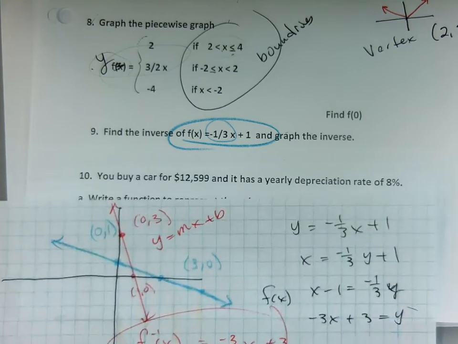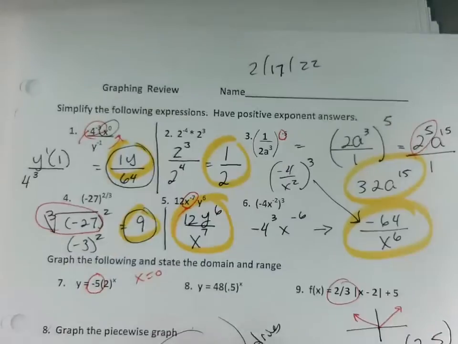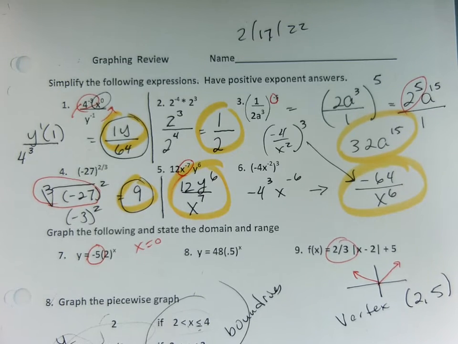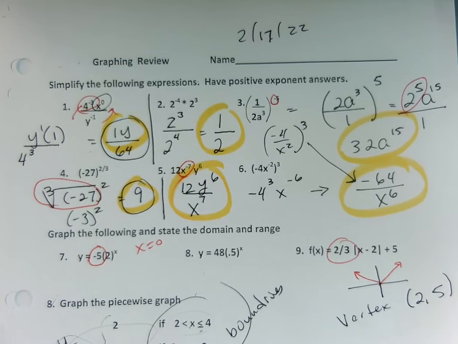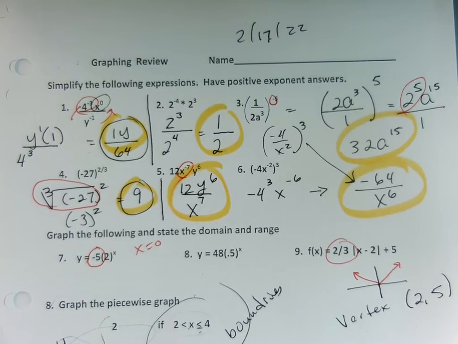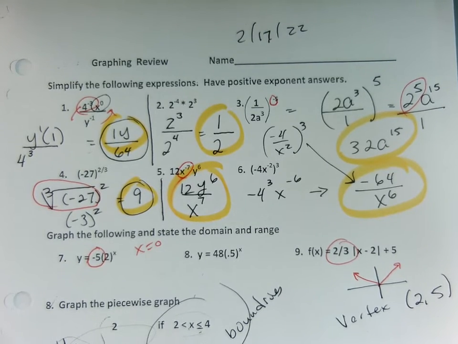Okay. Last but not least. You buy a car for $12,599 and it has a yearly depreciation rate of 8%, okay? So I'm going to start with this equation. y equals a times 1 minus r to the t.